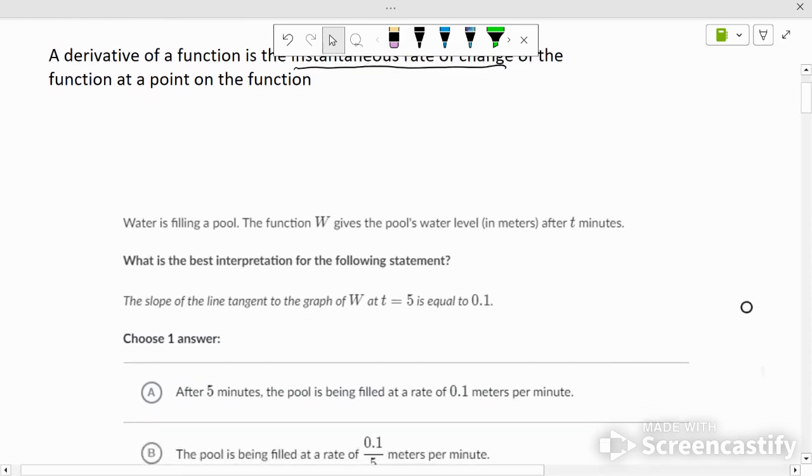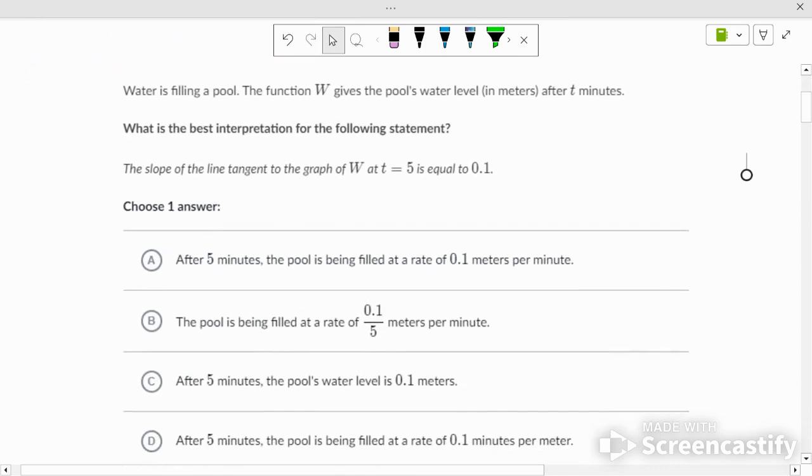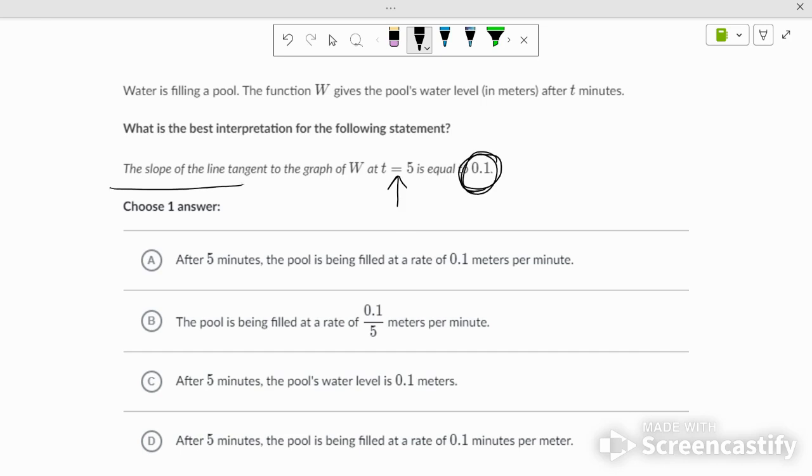Okay, so water is filling a pool. Do you want to hit that light, Dylan, so it's easier to see? Water is filling the pool. The function W gives the pool water level in meters after t minutes. What's the best interpretation for the following statement? The slope of the line tangent to W at t equals 5 is equal to 0.1. Well, t equals 5 is time 5, so at 5 minutes, and the slope of the tangent line is the derivative. And we're talking about water level after t minutes. So after 5 minutes the pool is being filled at a rate of 0.1 meters per minute.